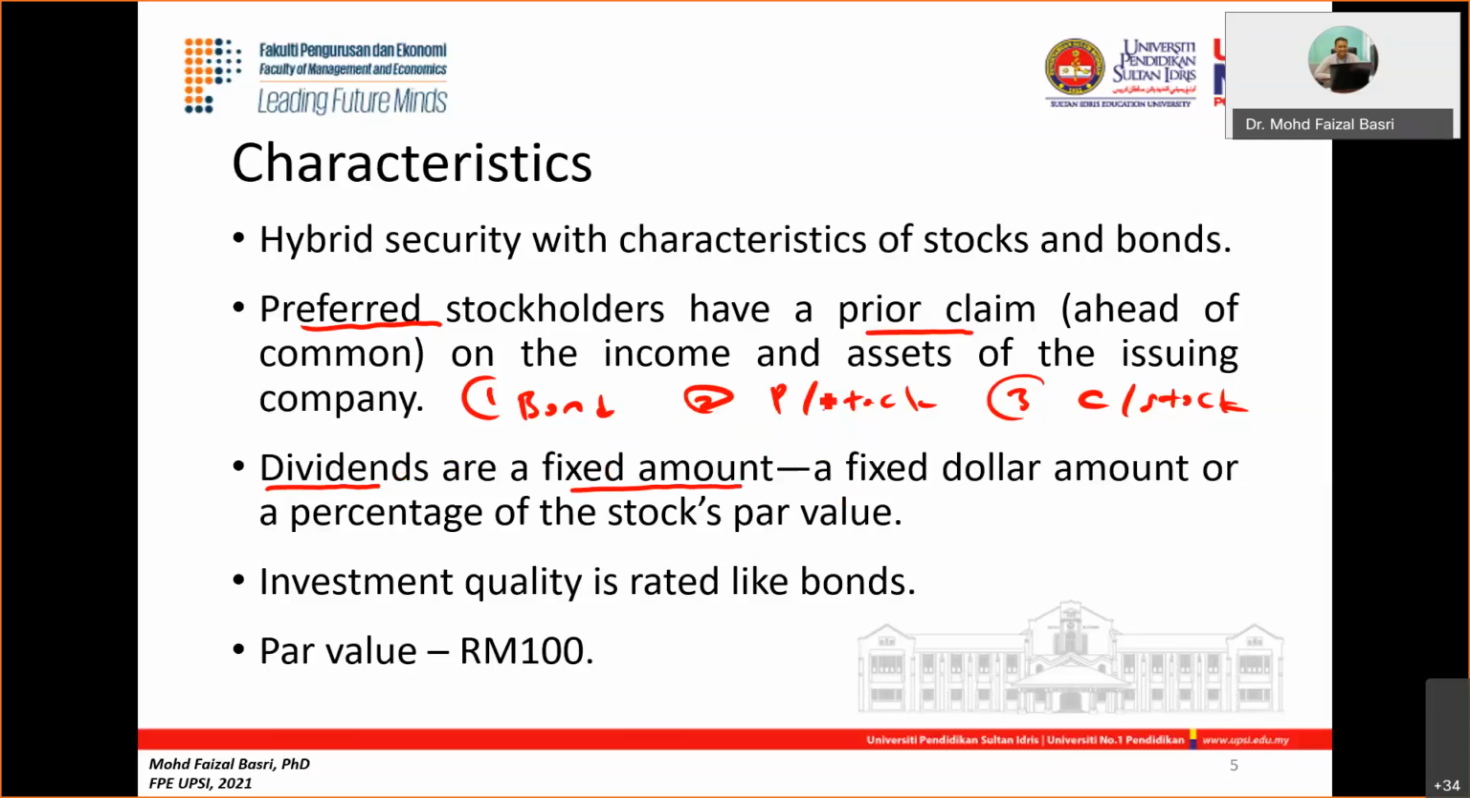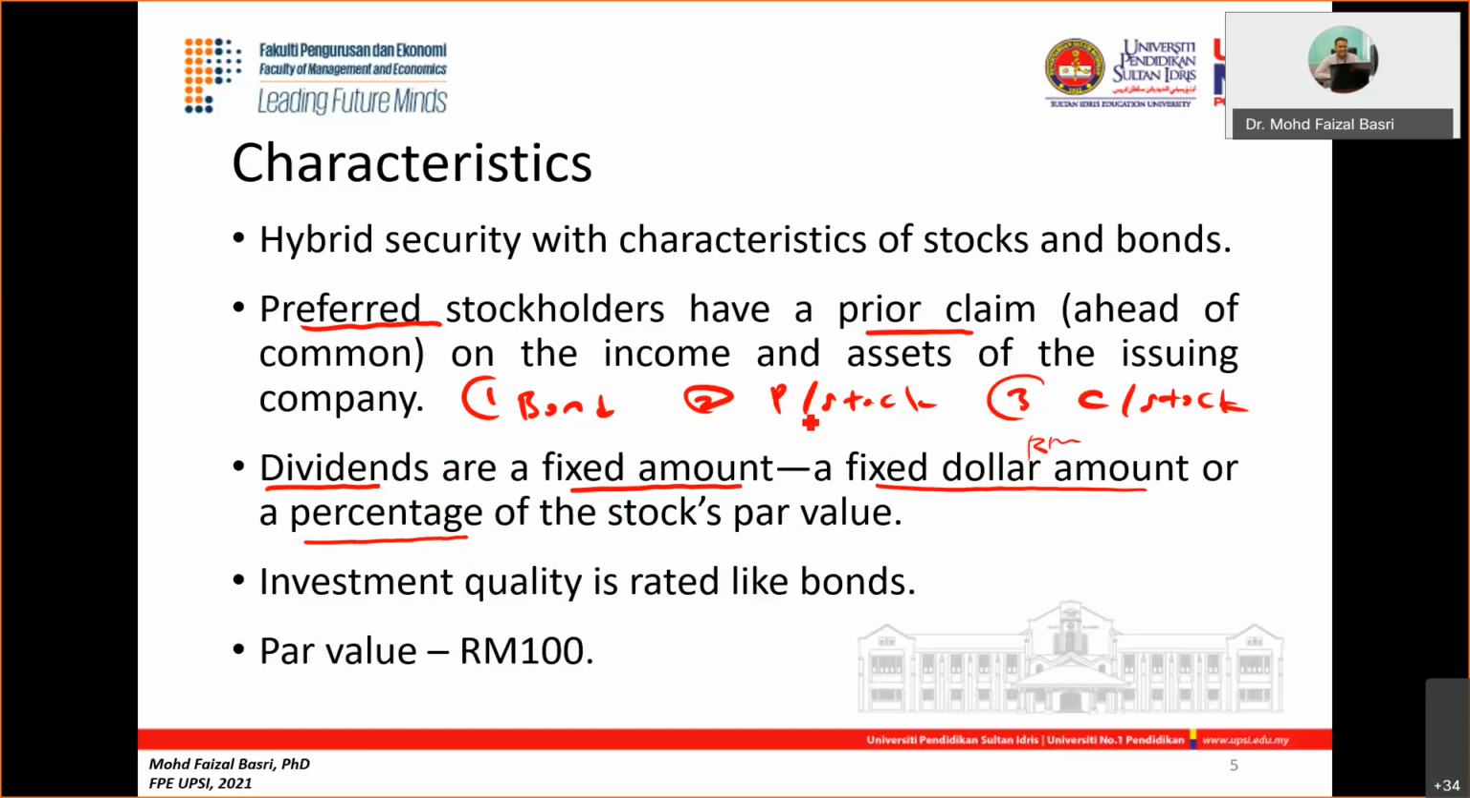Okay, so preferred stocks share the fixed income status, similar to bonds. This is one similarity in characteristics between bonds and preferred stocks, whereby the returns are fixed. For preferred stockholders, the returns, in the form of dividends, can be expressed either as a fixed dollar amount or fixed ringgit amount, or as a percentage.